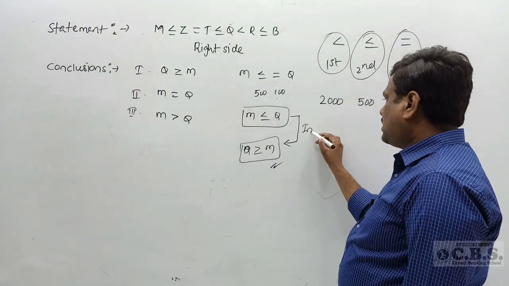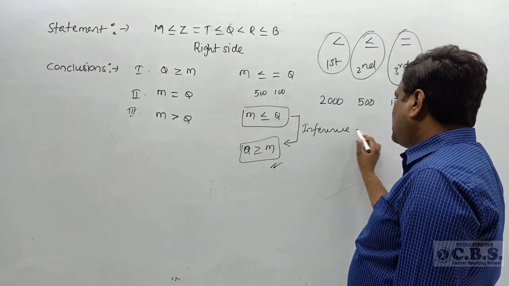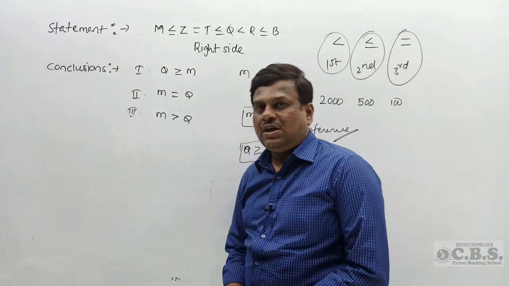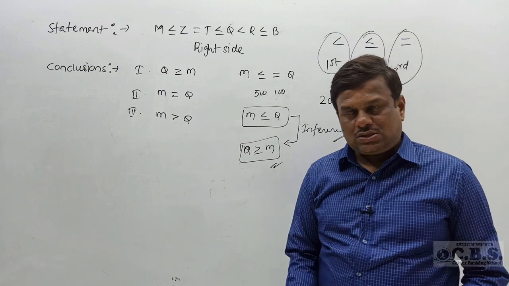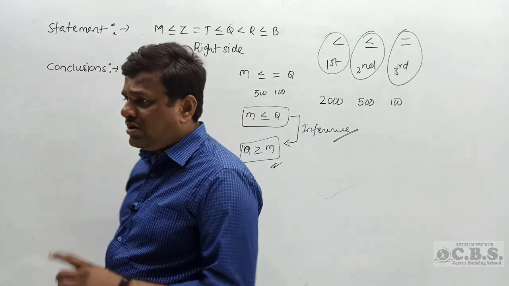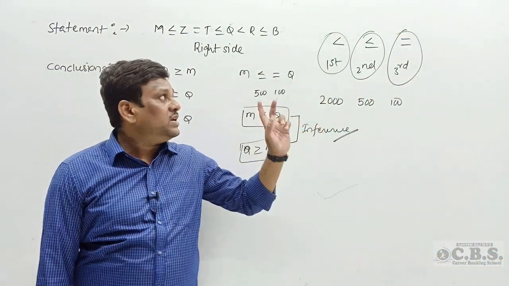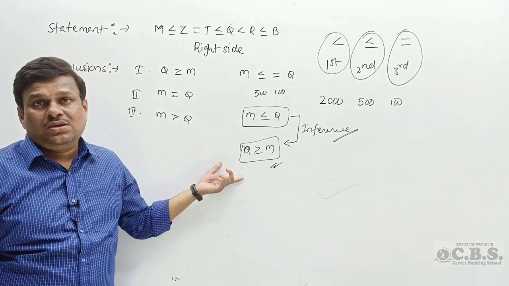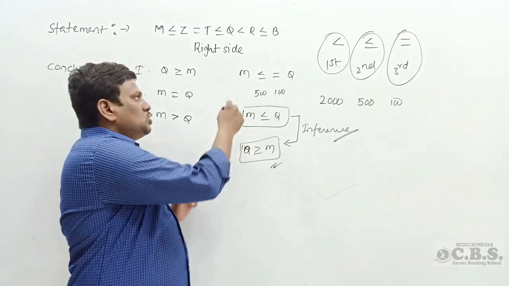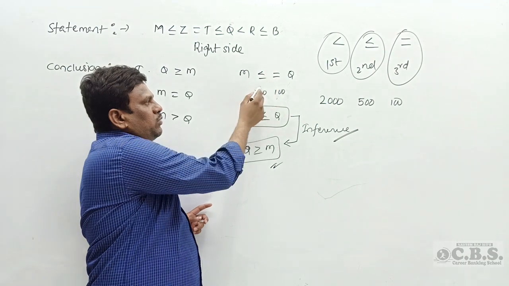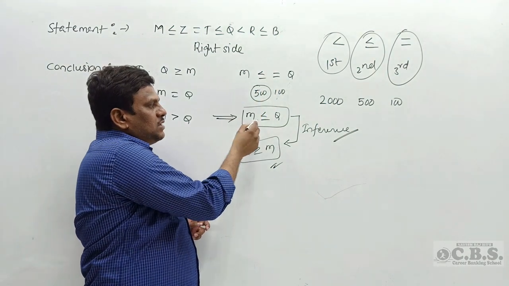This is called an inference. Inference means the hidden meaning of the statement, but the order is changed. So this is very important. Here the symbols are on the left side and right side, and I'm going to change it without changing the meaning of the statement. So between M and Q, there are the 500 and 100 notes. What do you prefer? 500. Nothing but M less than or equal to Q.